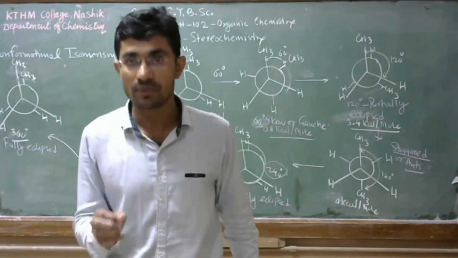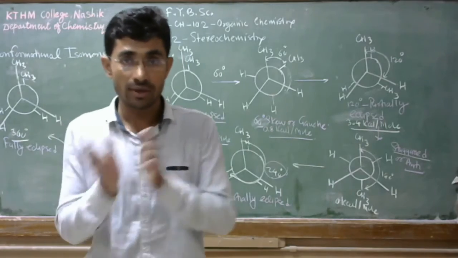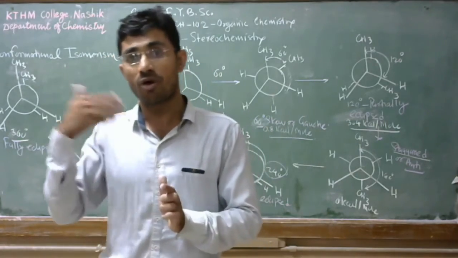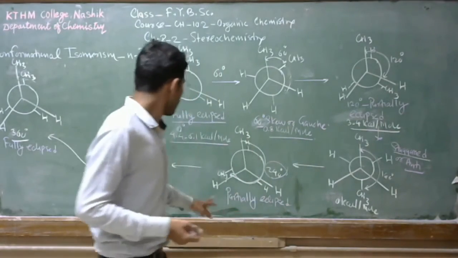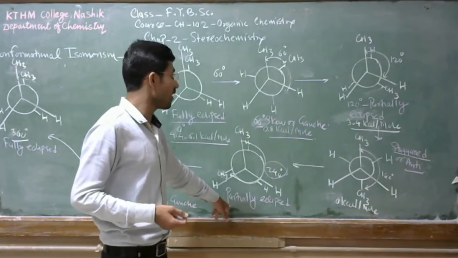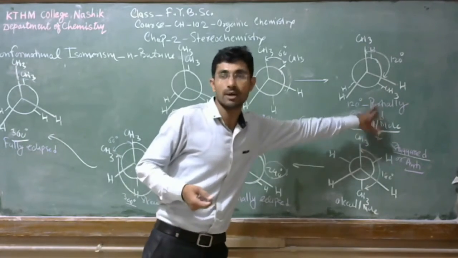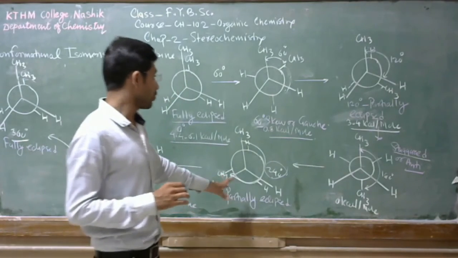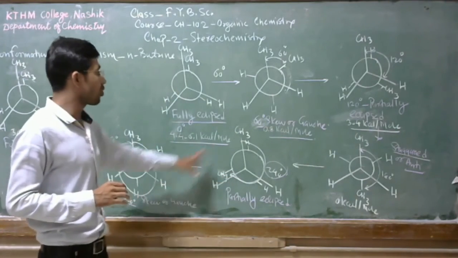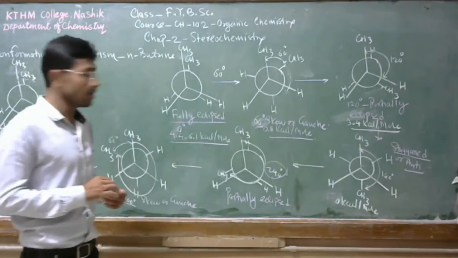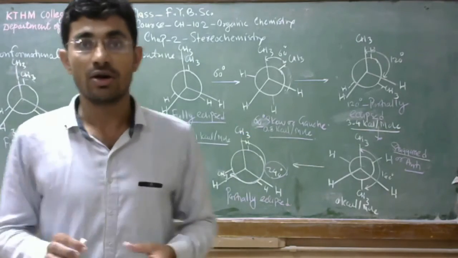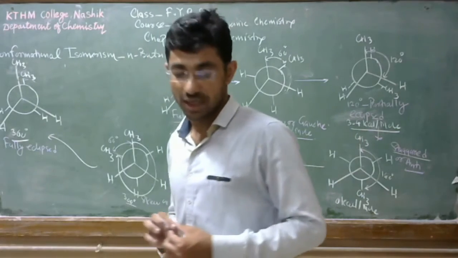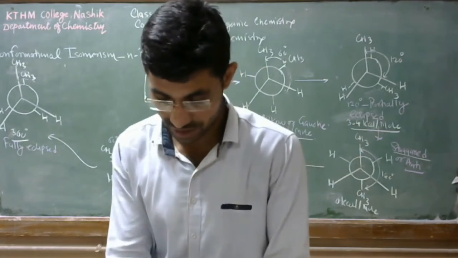We have to consider here, related to this conformation, the energy of other conformations also. So this partial eclipse conformation has the energy 3.4 kilocalorie per mole. How much? 3.4 kilocalorie per mole. Also this skew or gauche is 0.8 kilocalorie per mole. So in this way we can also talk about the energy content of the conformations.